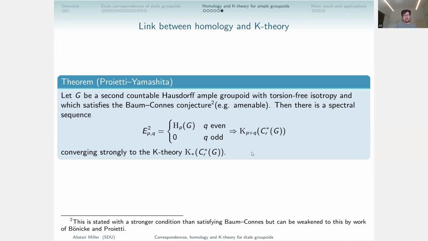And really what's going on is this is always converging to the topological K-theory, which is the left-hand side of the Baum-Connes assembly map. So thanks to this other paper of Valerio and Christian Bönicke, if you assume the Baum-Connes conjecture, then you get this.